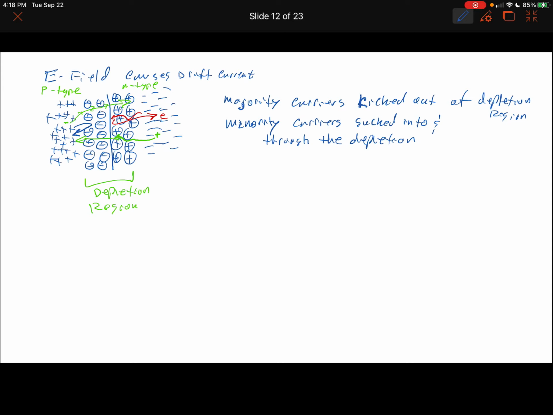And it's a strong, strong force causing that to happen, sucking them, pulling them through. And that will make some drift current due to minority carriers. So we have holes moving from here to here, electrons moving from here to here. That means we have a drift current moving this direction.